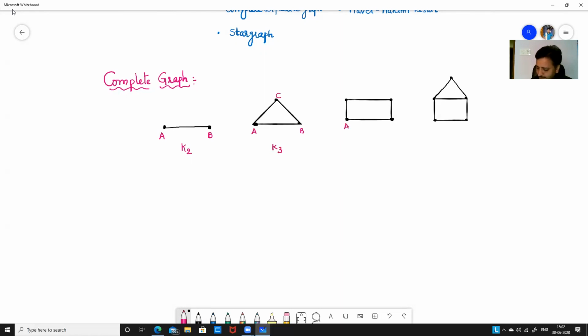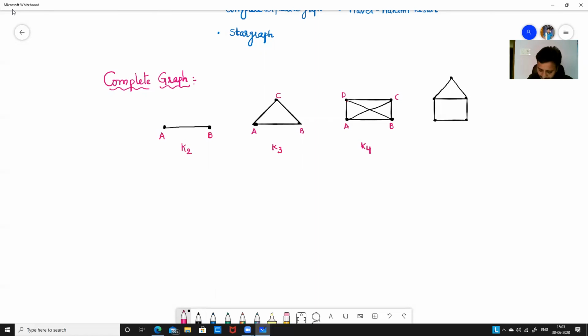Similarly, in the fourth example, we have four vertices. But is it a complete graph? No, because between every pair of vertices, there does not exist an edge here. For example, from A to C, there is no edge. B to D, there is no edge. To make it a complete graph, I have to draw two more extra edges like this. Now I can see the complete graph with four vertices, therefore we denote it as K4.